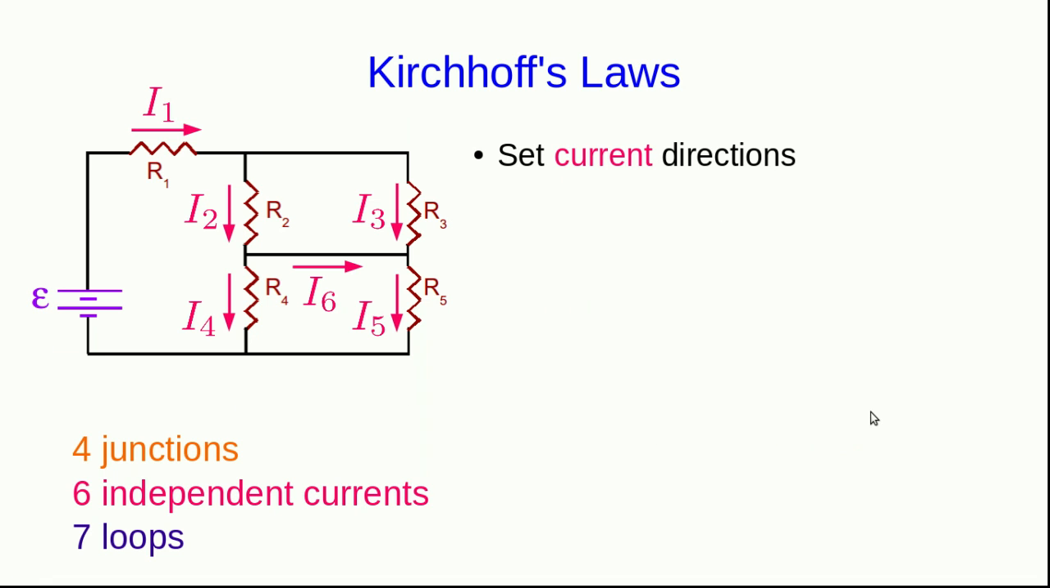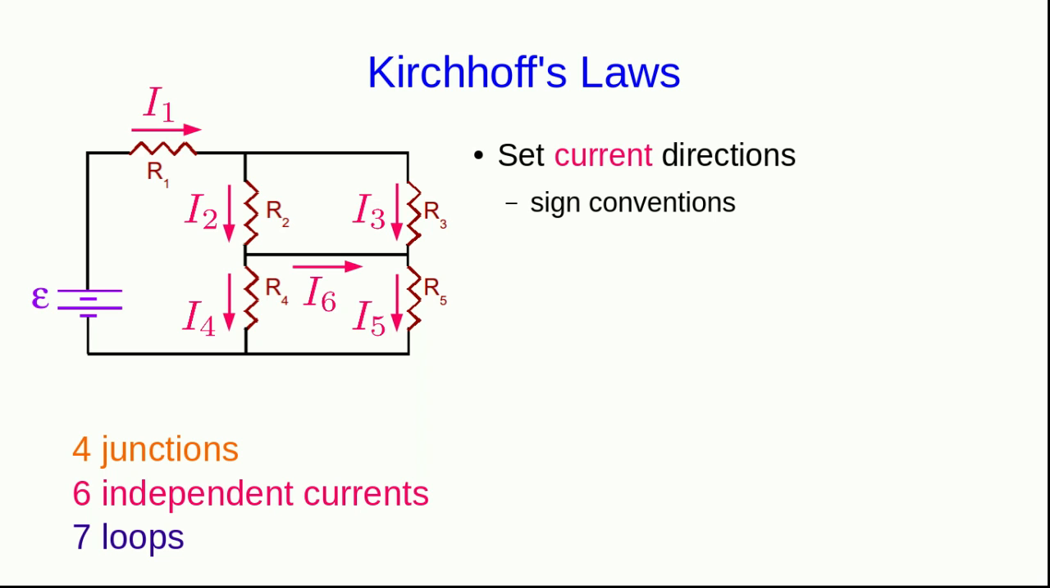Here's a general strategy for solving for all the currents in a circuit using Kirchhoff's laws. First, start by setting which way you think all the currents are. It doesn't actually matter if you get them all right. All you're doing is setting sign conventions for the equations that you're going to write.